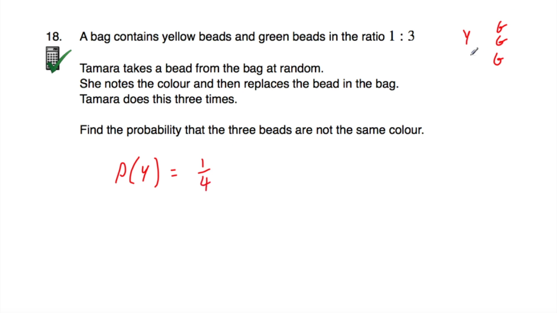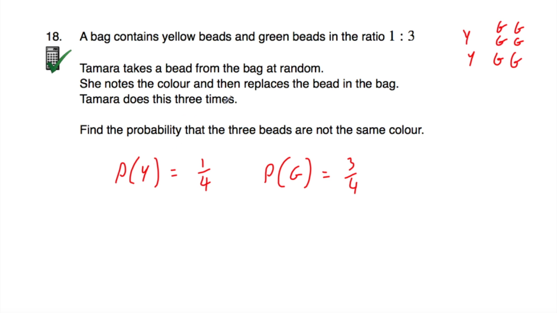Or if there was actually 2 yellows and 6 green, well then it would be 2 out of 8, which would cancel down to be 1/4, and so on. So that means the probability for yellow would always be 1/4, no matter how many yellow and green beads there are. If they're in the ratio 1 to 3, the probability for yellow is going to be 1 out of 4, 1/4. The probability of a green bead would then be 3/4, because it could be 3 out of 4, so 3/4, or 6 out of 8, which would cancel down to 3/4, and so on, or 3 out of 4 parts, so that would be 3/4.